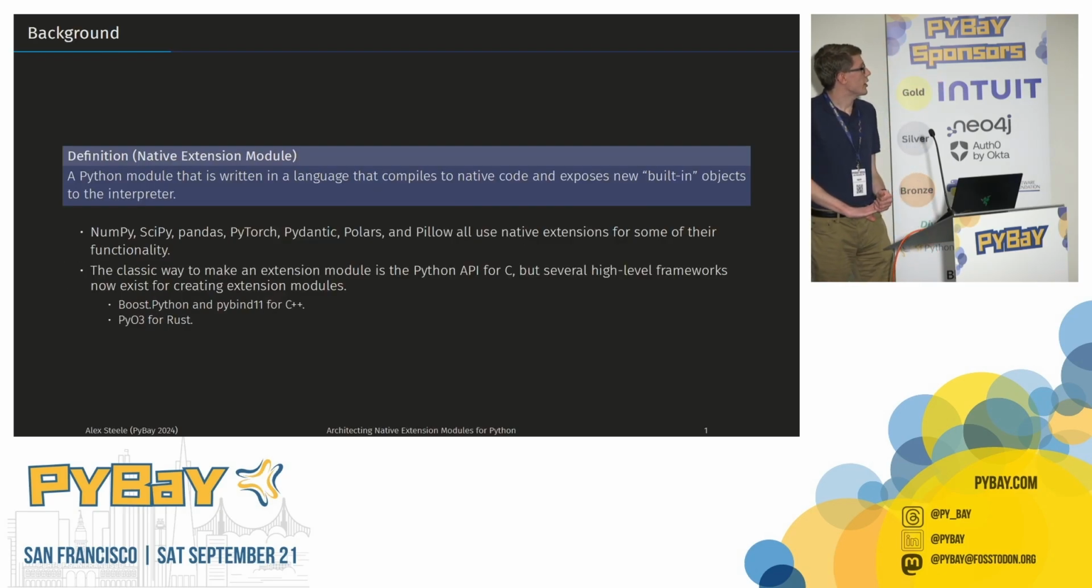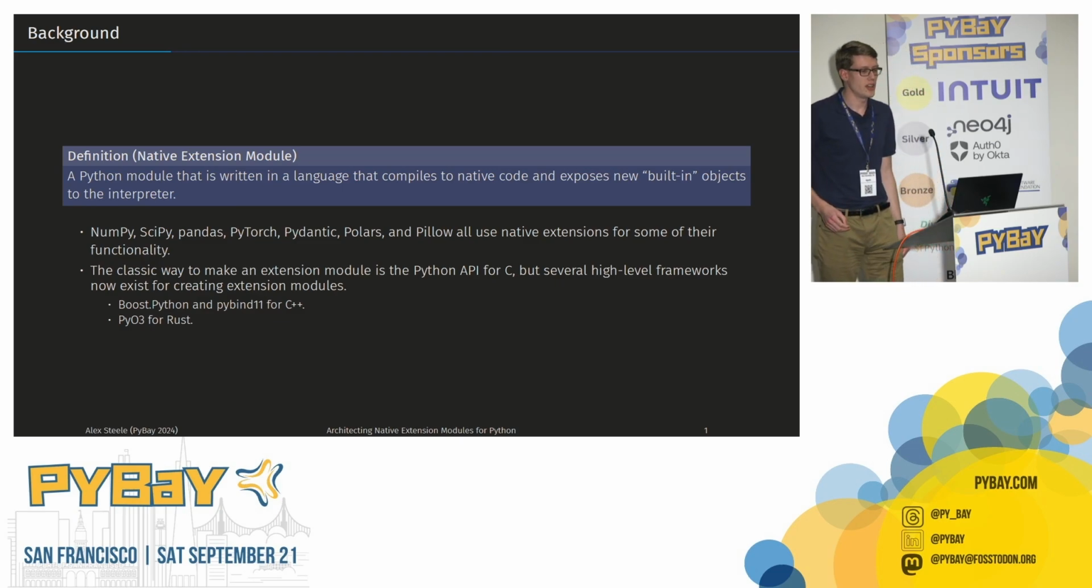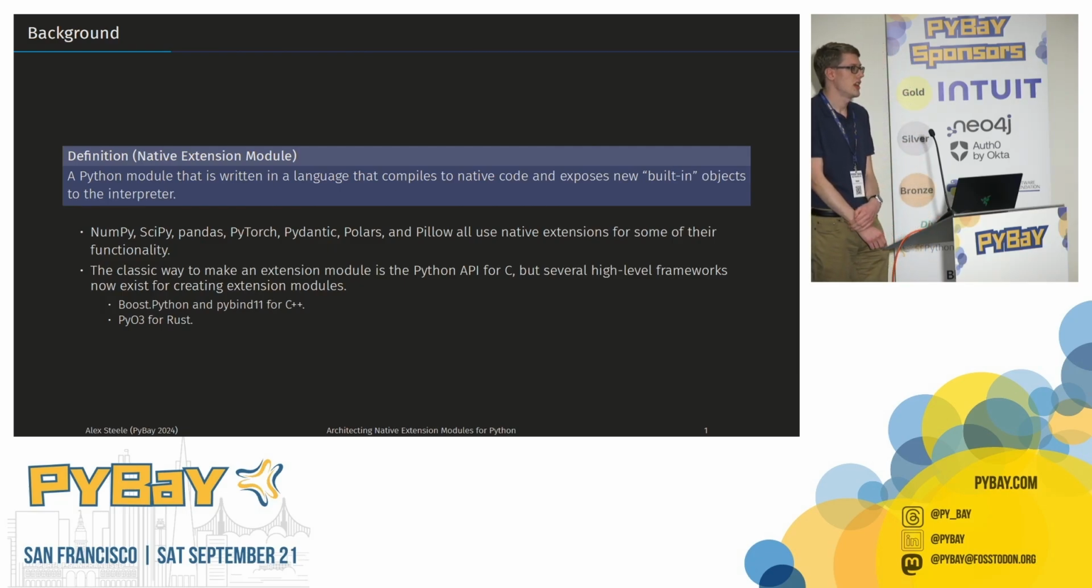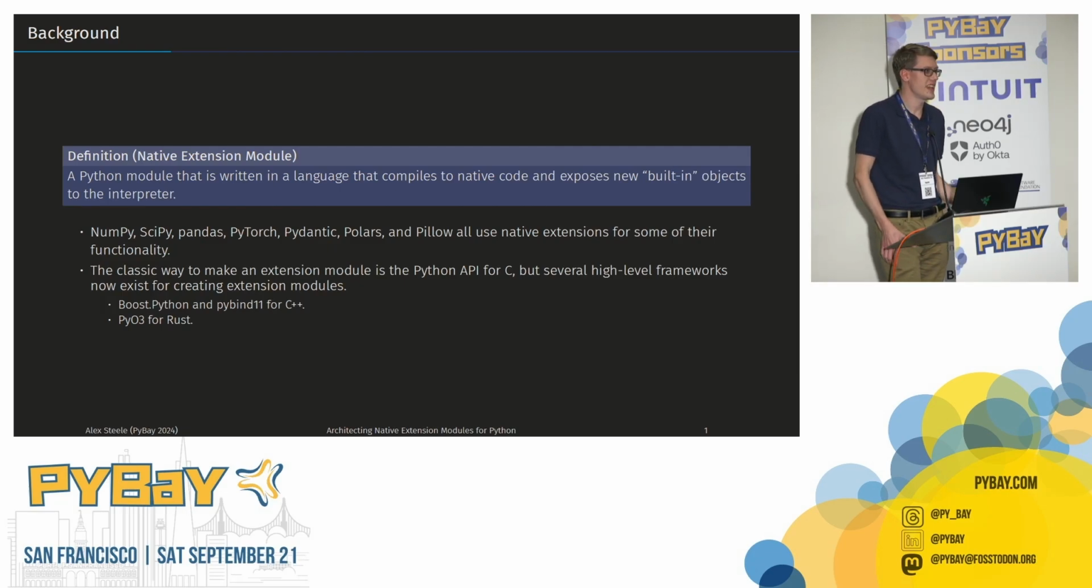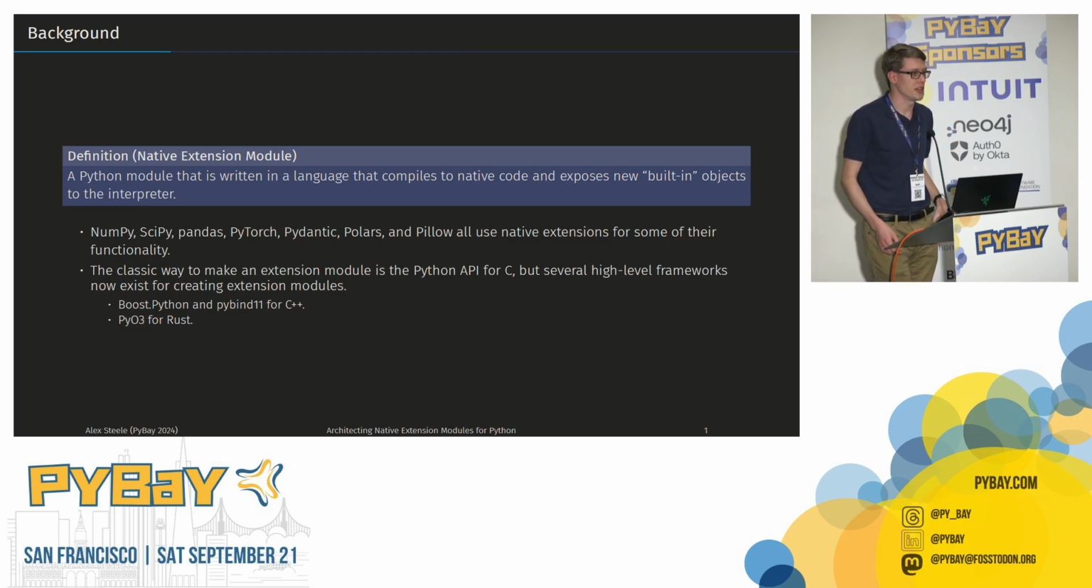Okay, so some quick background. A native extension module is just any Python module that's written in a language that compiles to native code, and it exposes new built-in objects to the interpreter. Built-in is in quotes because it's not technically built into Python, but it's viewed quite similarly by whatever interpreter you're using.